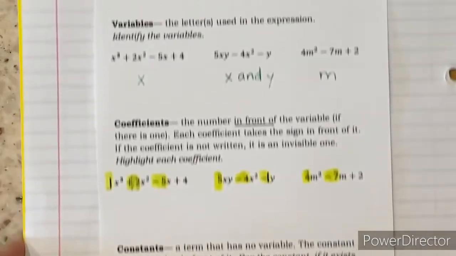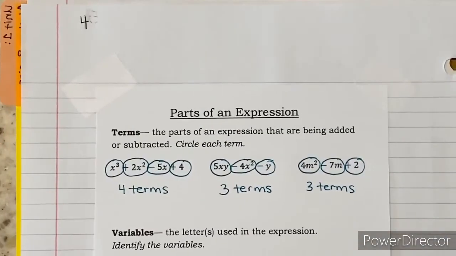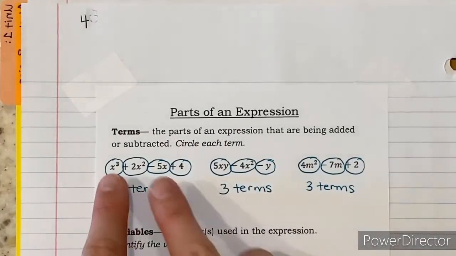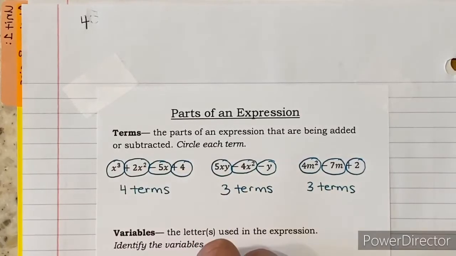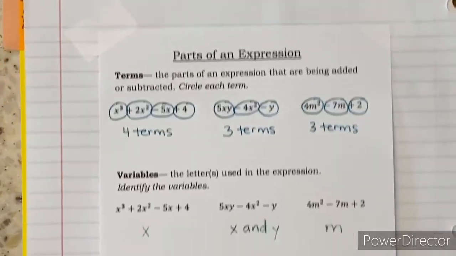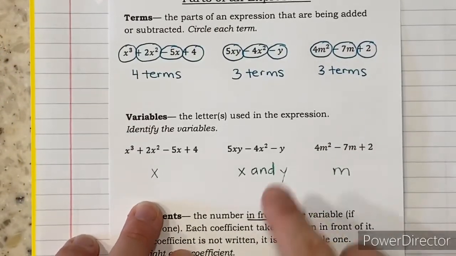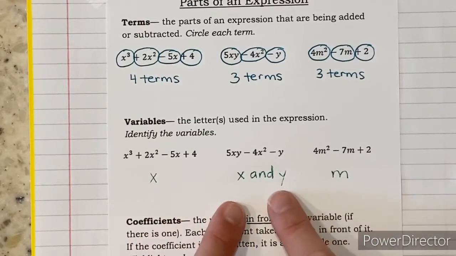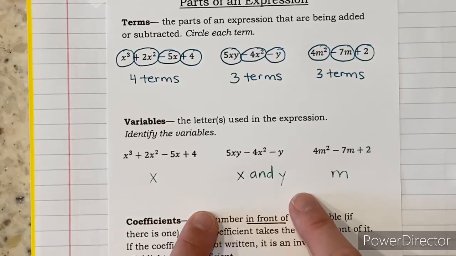All right, so I'm going to go over these one more time. So terms are just the chunks that are being added together. So imagine that you're circling them and it's the chunks that are being added or subtracted together. Variables, we all know what those are. Those are just the letters that are being used. It can be any letter, keep that in mind.